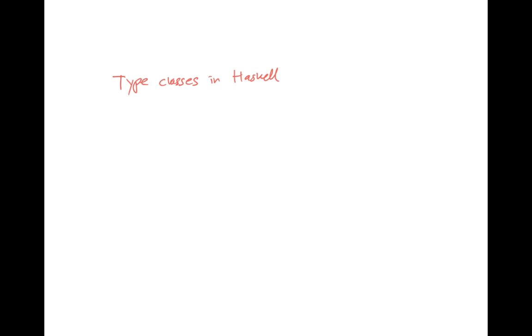Now let's have a look at ad hoc polymorphism in Haskell, and that's captured using type classes. Now remember what a type class is. A type class is a family of types. In Haskell we can define our own type classes and define which types are instances of which classes.